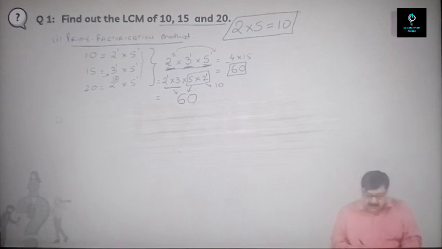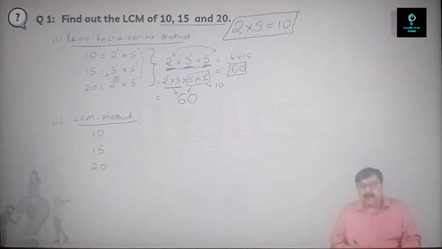Now the second method, which is the most popular and easiest to apply, is called the LCM method, in which you simply have to recite the tables. Go to the highest number out of the 3 numbers given to you. The highest number is 20. Recite the table of 20, and then see which of the numbers in that table is divisible by both 10 and 15. In fact, all multiples of 20 will be divisible by 10 because 20 is divisible by 10, but they may not be divisible by 15.